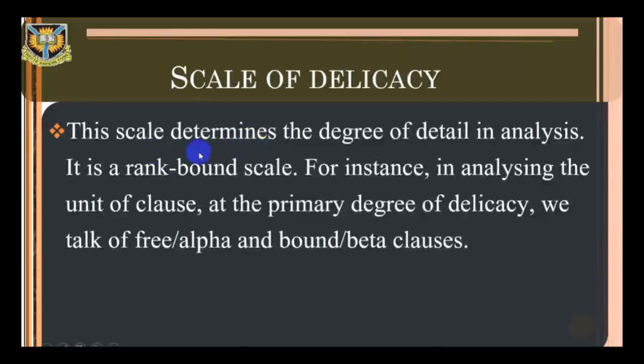Scale of delicacy. This scale determines the degree of detail in analysis. It is a rank-bound scale. For instance, in analyzing the units of clause at the primary degree of delicacy, we talk of free, also known as alpha, and bound, also known as beta clauses.